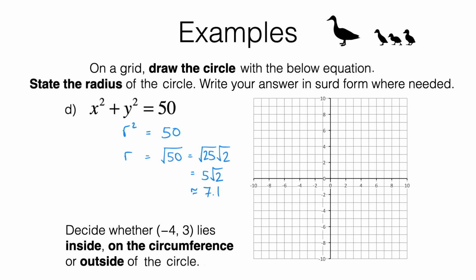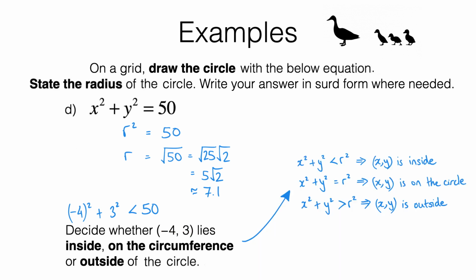Well, let's substitute that into x squared plus y squared. So negative 4 squared plus 3 squared, that's 25. That is less than 50. So what we have here is our x value squared plus our y value squared, and that turns out to be less than r squared. When that's the case, we're dealing with a point that is inside the circle. Just remember this from earlier in the video, we're dealing with this situation here. Our x coordinate squared plus our y coordinate squared is less than r squared.